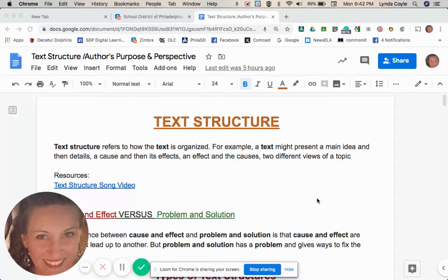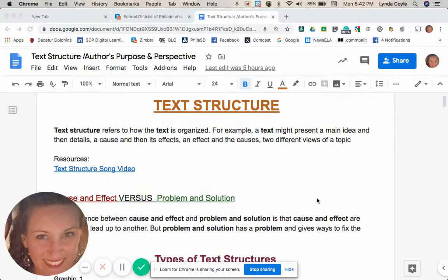This week we're going to be talking about text structure and author's purpose and perspective. This is just an informational screencast to go over what is text structure and what is author's purpose and perspective. Taking a look here, text structure.